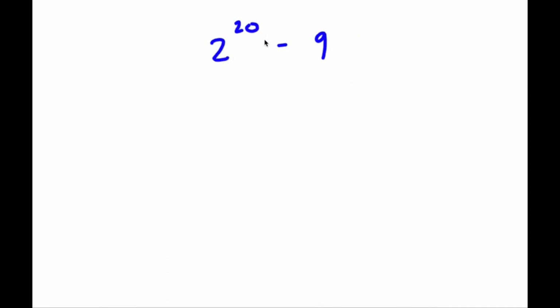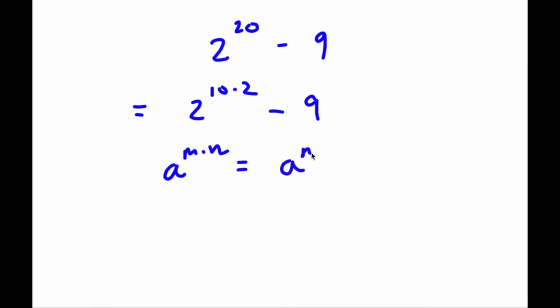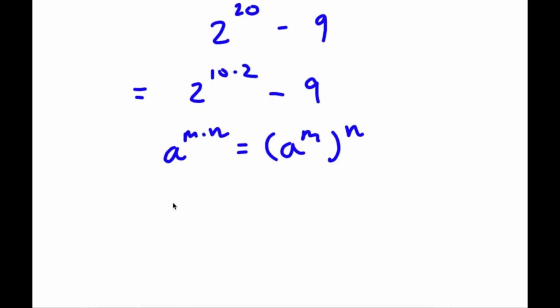Alright, so I have 2 to the power of 20 minus 9. Now first off, 2 to the power of 20 we can rewrite as 2 to the power of 10 times 2, because 20 is equal to 10 times 2. Now I have minus 9. Now, if I have something in the form a to the power of m times n, this is equal to a to the power of m to the power of n. So 2 to the power of 10 times 2 is going to equal 2 to the power of 10 to the power of 2. Now I have this minus 9, we can rewrite as 3 squared.